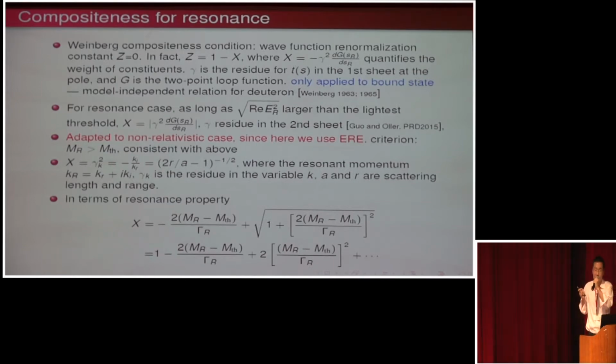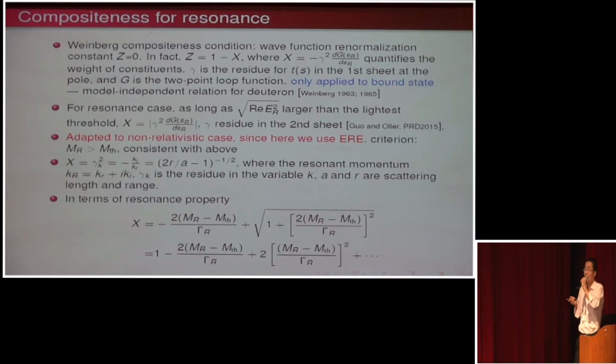And as in the last talk of Oki, he has mentioned that the bound state appears in the first Riemann sheet, and the resonance appears in the unphysical Riemann sheet. So here, if you want to calculate gamma, the residue, you need to be careful. For the resonance case, if you want to calculate X in this way, you will find it's a complex number. Now, what to do next? We find that by making a phase transformation, we can redefine X in this way. But we have a condition that the real part of E_R squared is larger than the lightest threshold energy. And in our case, the effective range expansion, we can adapt it to the non-relativistic case.